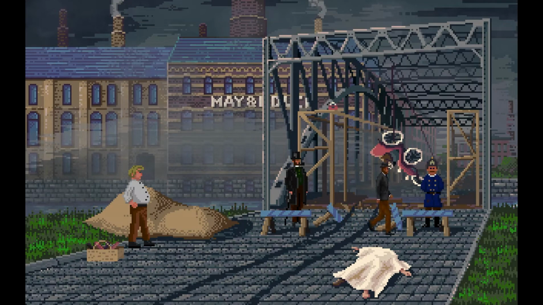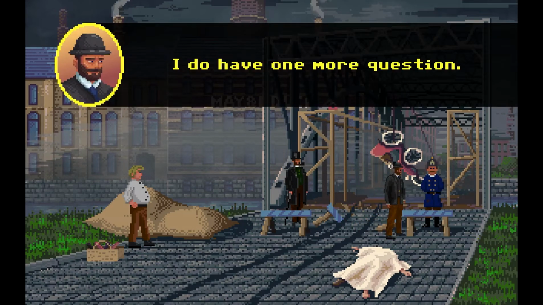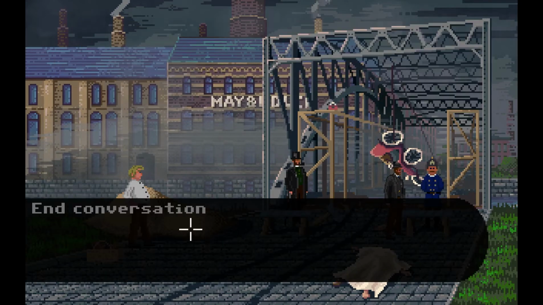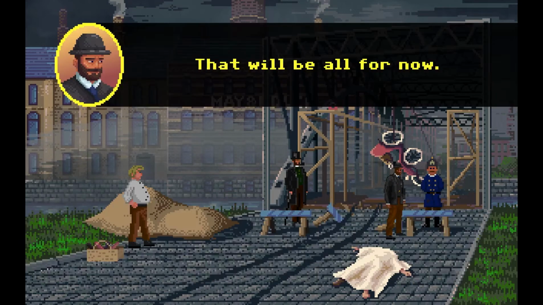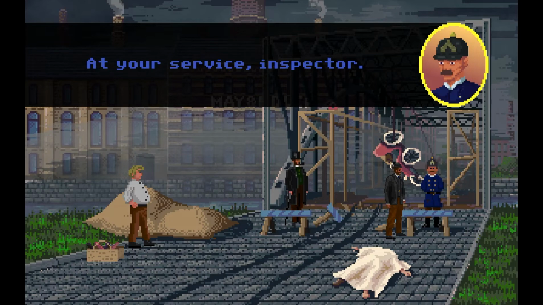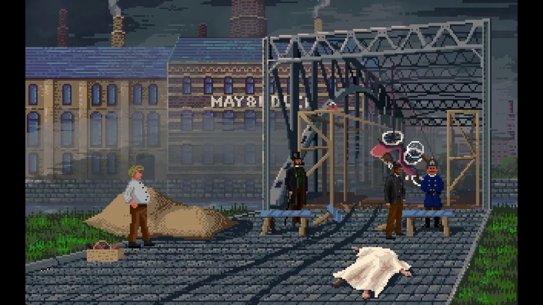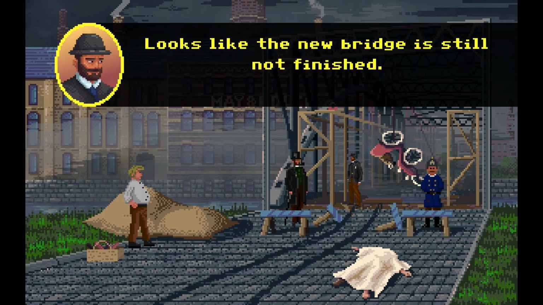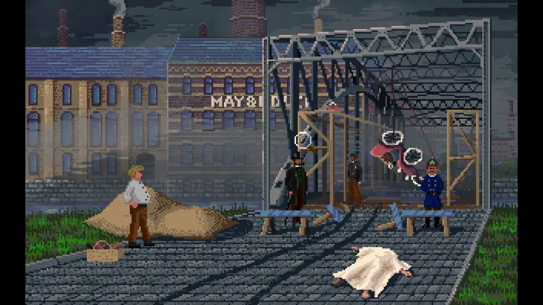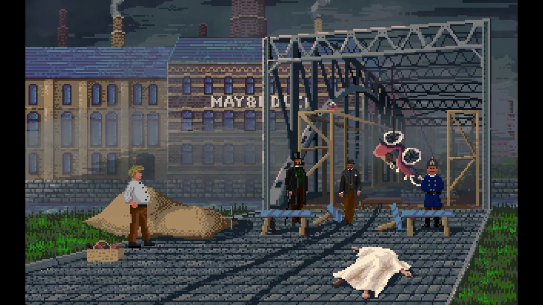Can you help me get the sandwiches? Ich habe doch noch eine Frage. Oh, I do have one more question. End conversation. Ich stehe Ihnen jederzeit zur Verfügung, Herr Kommissar. Okay. Looks like the new bridge is still not finished. Oh. Yeah, climb up it? Like, why don't we ask him how he gets up? Do you use the sand?